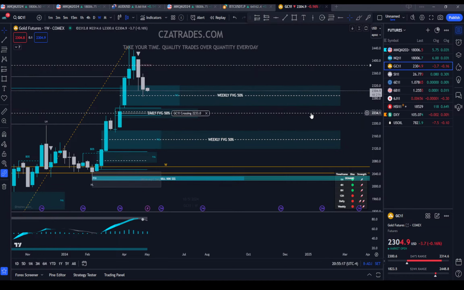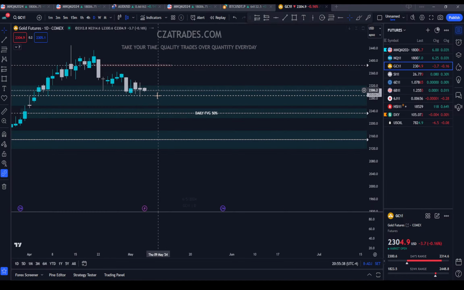This daily fair value gap is 2233. And this fair value gap over here, I want to set an alert to. Put that in there. You are looking at 2149. That's what we're looking at down there. All right, let's go down to the daily.